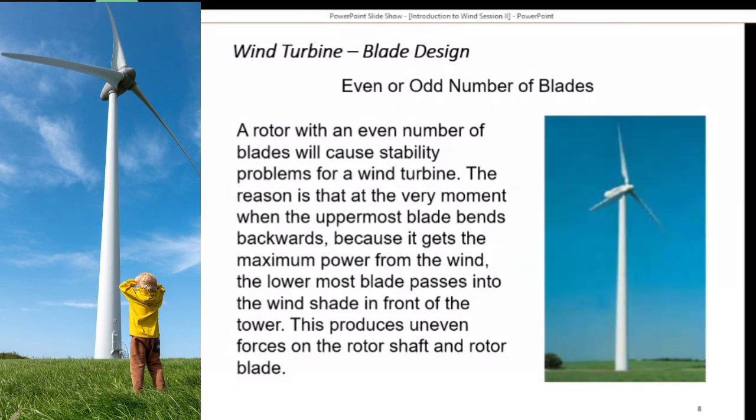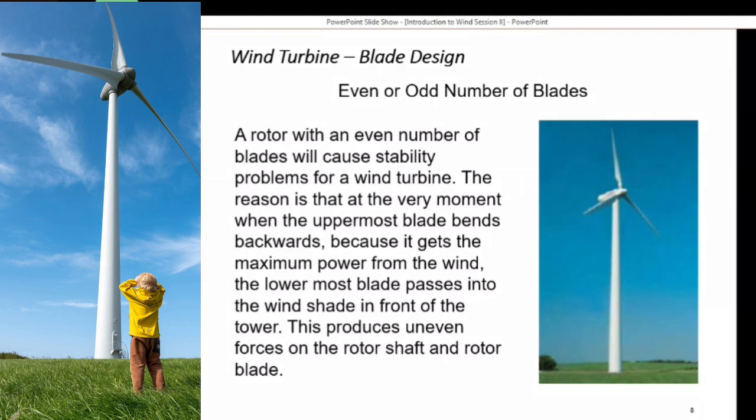Wind turbine blade design, even or odd number of blades. A rotor with an even number of blades will cause stability problems for a wind turbine. The reason is that at the very moment when the uppermost blade bends backwards, because it gets the maximum power from the wind, the lowermost blade passes into the wind shade in front of the tower. This produces an uneven force on the rotor shaft and the rotor blade. That is what I was saying.